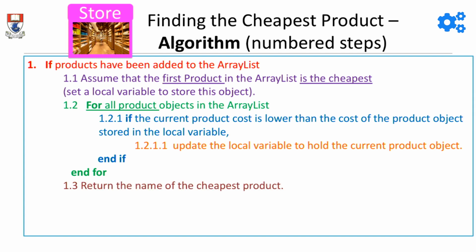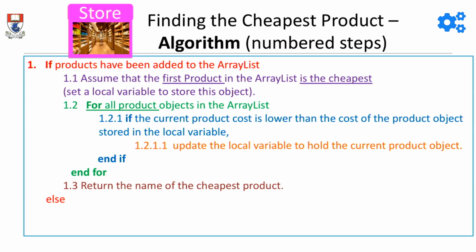Then it's going to return the name of the cheapest product. Once we finish the for loop, we get to the end of the for loop. That local variable is holding the product which has the lowest cost. So at that point, we can return the name of the cheapest product, i.e. print out the details for that specific object.